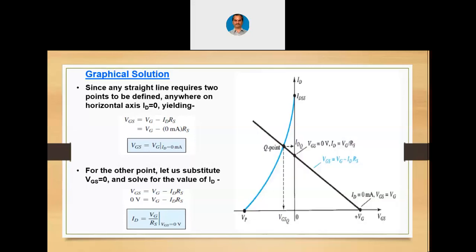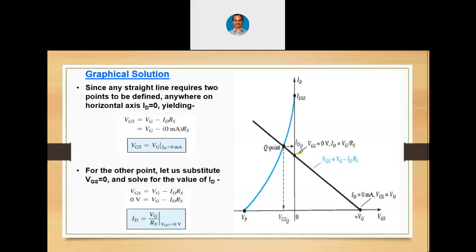So now based on this, we have this transfer curve. Now to the transfer curve, we apply these 2 points. You can see here, when ID equals 0, Vgs equals Vg. The value of Vg we will be knowing. Similarly, when Vgs equals 0, we will get ID equals Vg by Rs. So using this point and this point, let me annotate.